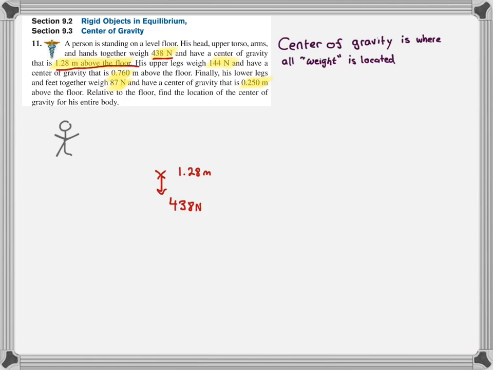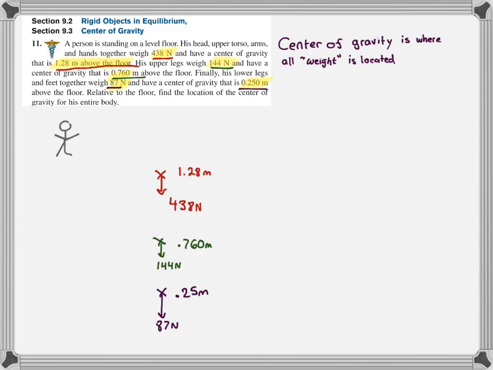They give us the weight of the head, the upper torso, and arms, which is 1.28 meters above the floor. Then they give us another one that is 0.760 meters above the floor, and they give us his legs, which is 0.25 meters above the floor, and all these points.